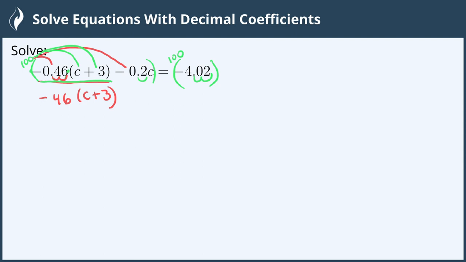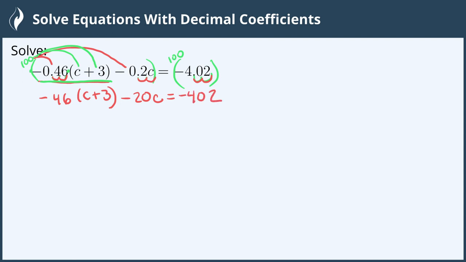Now we need to multiply 100 times 0.2, and we will need to move the decimal 2 place values. And since it moves beyond that, we'll fill that second one in with a 0. So this is negative 20c. And on the right-hand side, we'll move the decimal place 2 place values to the right, making this negative 402.